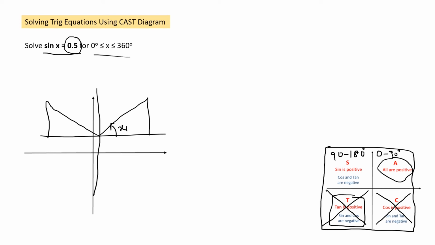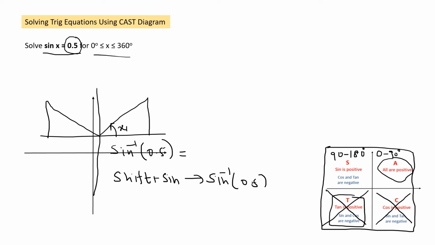We can use a calculator to find sine inverse of 0.5. If you use a calculator, shift plus sin will give you the sine inverse function. And if you enter 0.5, that will give you 30 degrees if your calculator is in degree mode. So sine inverse of 0.5 is 30 degrees. So x1 equals 30. So we found the first solution.